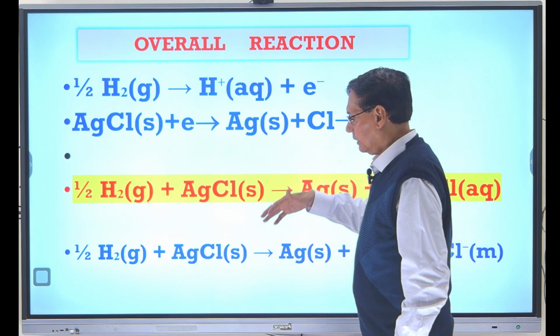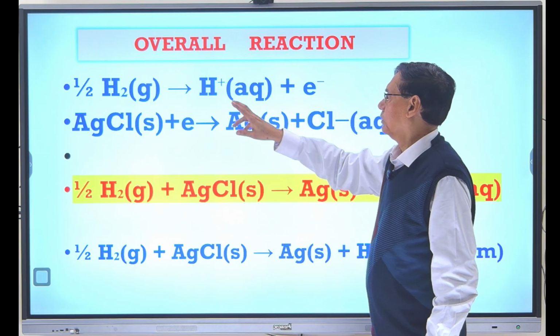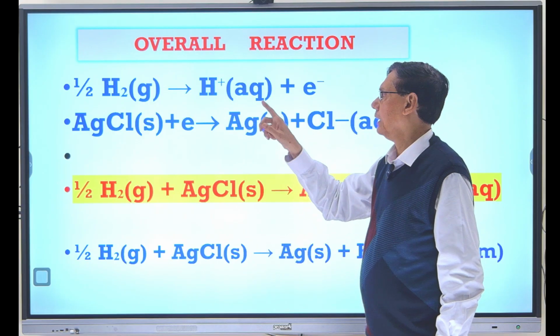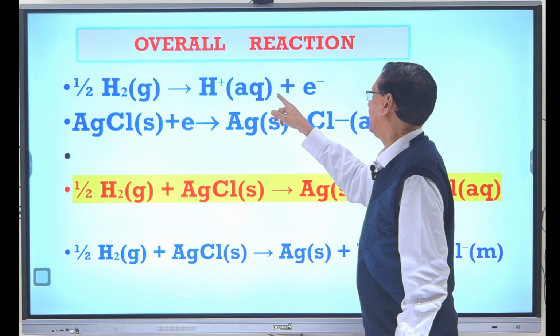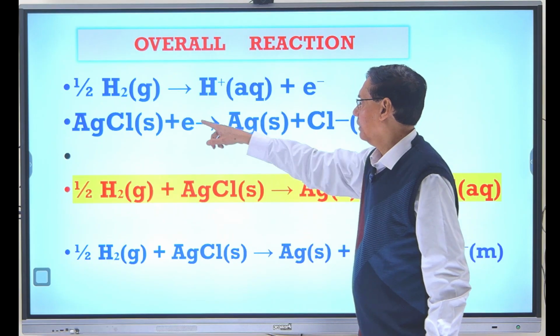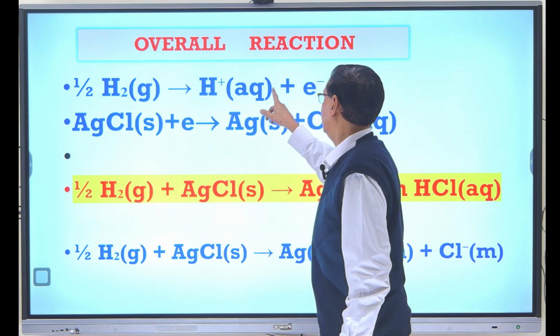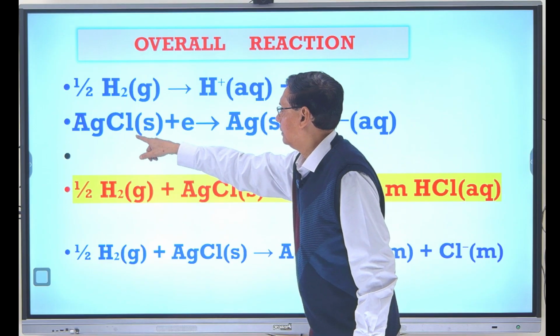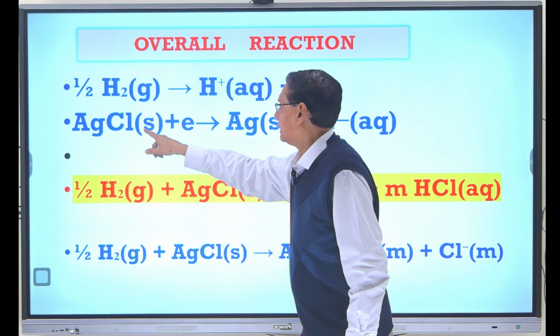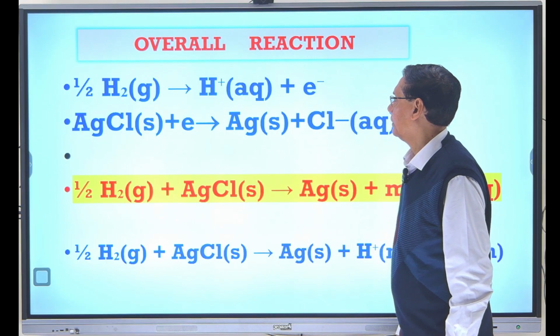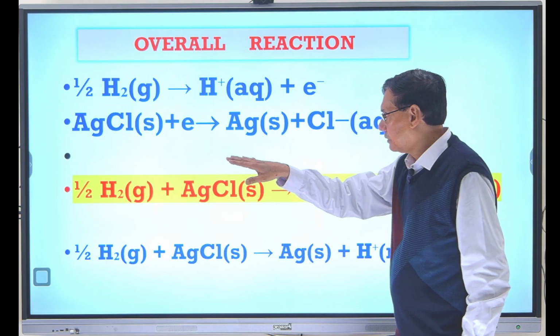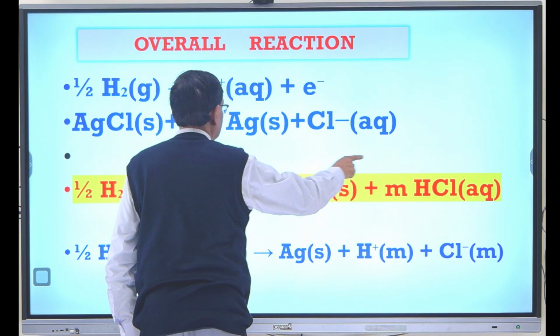So again I am writing the same thing. A two-electron process is also possible. You can also write H2 equals 2H+ plus 2 electrons. But simply we have taken half H2 giving hydrogen ion, and this is the anodic reaction, this is the cathodic reaction. So what we do, we just sum them, add them.